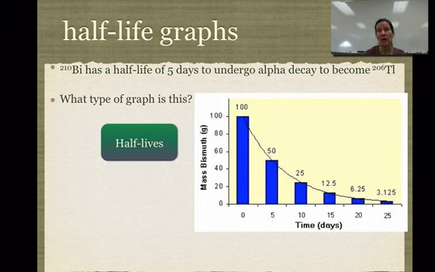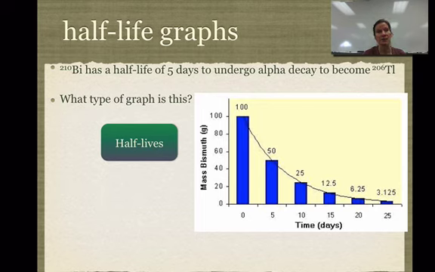If you were to look at a graph of substances, this is bismuth-210, and it takes exactly 5 days for half of it to decay. So if I have a 100-gram sample, in 5 days you'll have 50. And then 5 days later, you're down to 25.